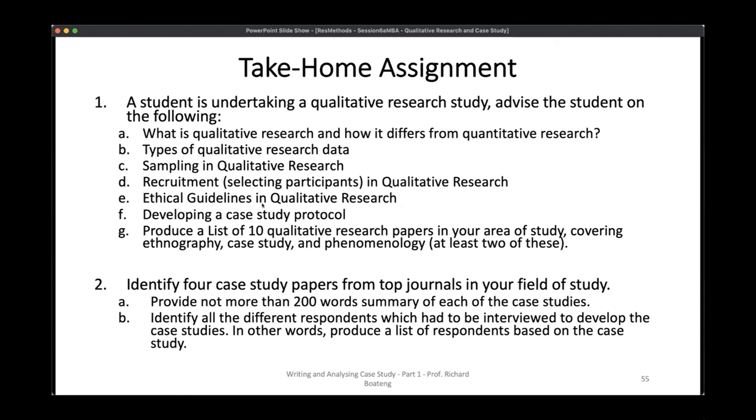So look at the ethical guidelines and then apply for ethics, ethical reports. And then I would advise that everybody look at this and get it ready. When you come, we'll discuss it together.